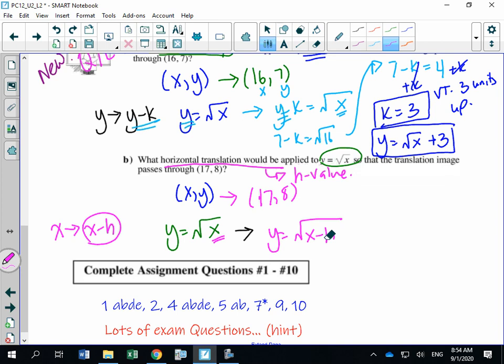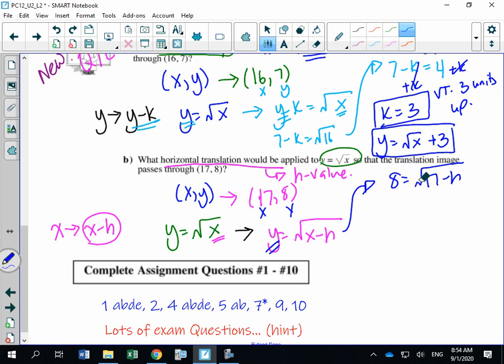Okay, so in order to get that h value, you need to plug in an x and a y, and they gave us an x and a y on our transformed image. So this is going to be our x value, that's going to be our y value. So let's replace our y with 8 is equal to the square root of x minus h. So x is 17 minus h. Okay, from here, let's solve for h.